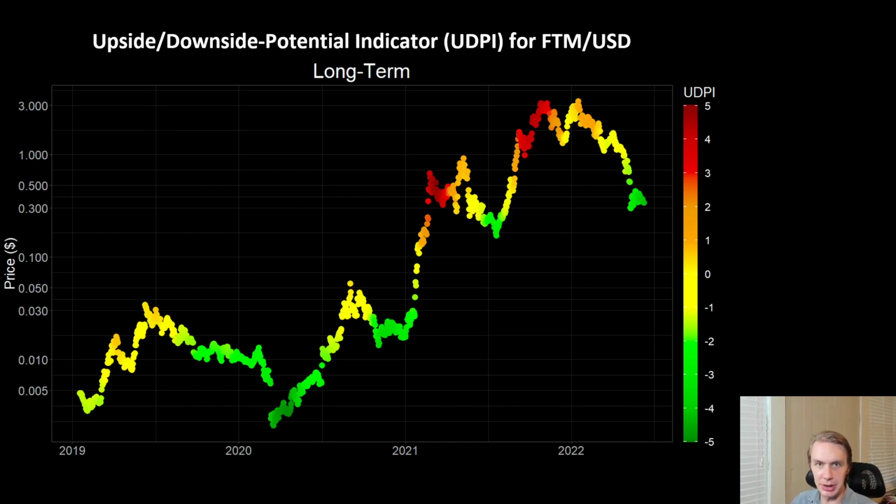Today I want to talk about Fantom, what some of our indicators are making of its price action, and some things we should be considering as we think about where Fantom might be going in a more long-term perspective.